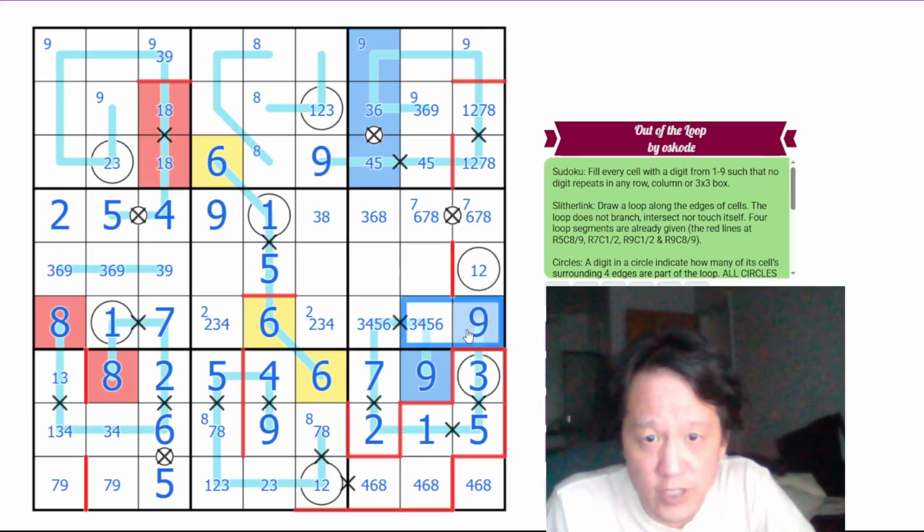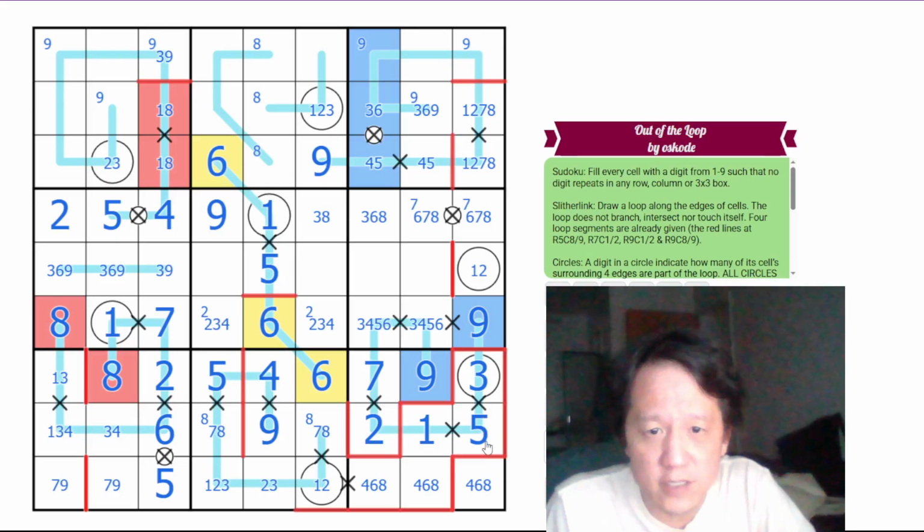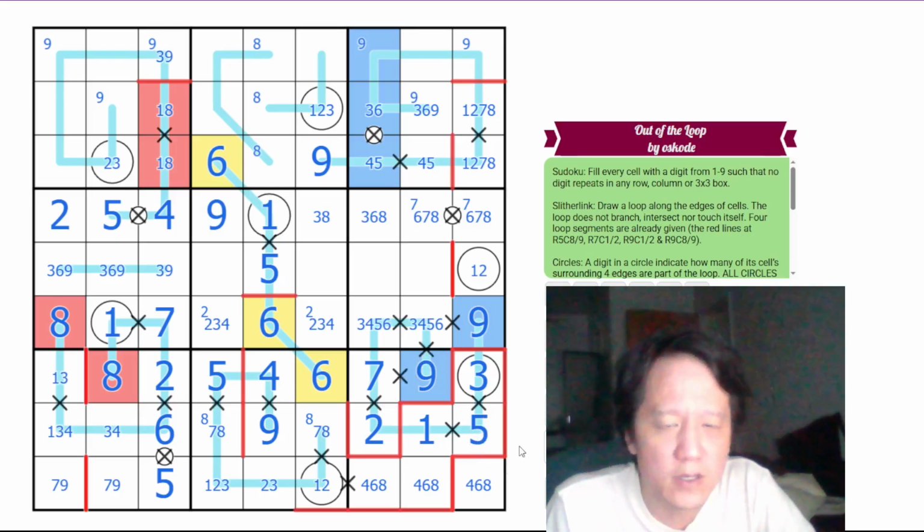This cannot continue down here. So this is not a slither link. This can't be, this can't be. This can't be because that would be branching. This is 1 or 2. So if the slither link goes this way, that would force this to be 3 because it can't go down to the other, because that would be branching. So this cannot be a slither link. So then it must go this way then. Okay.